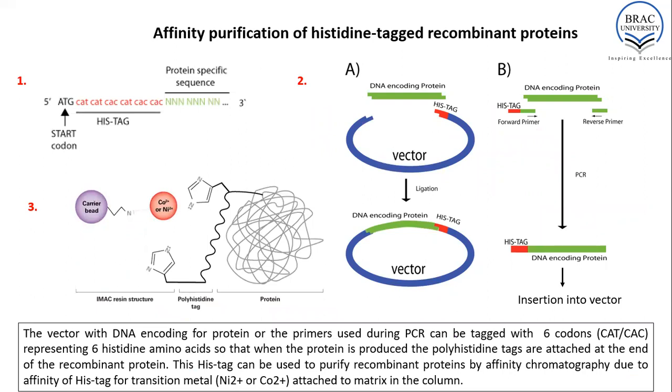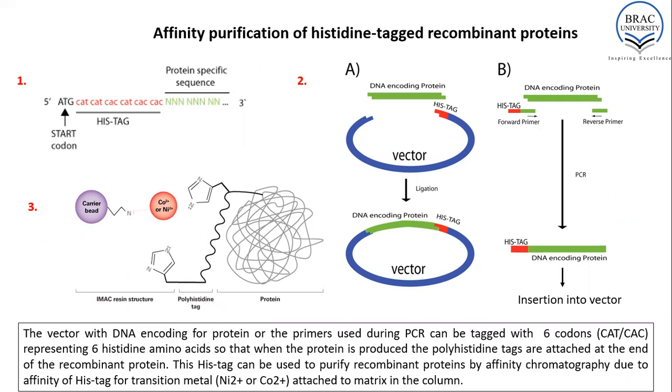Affinity purification of histidine-tagged recombinant protein. In this case, we normally use the DNA fragment that is expressed to the protein. We can attach some histidine codons at the end, just before the stop codon. So when the protein is expressed, the histidine residues are also expressed at the end of the protein molecule. So a polyhistidine tag is generated when the protein is expressed.